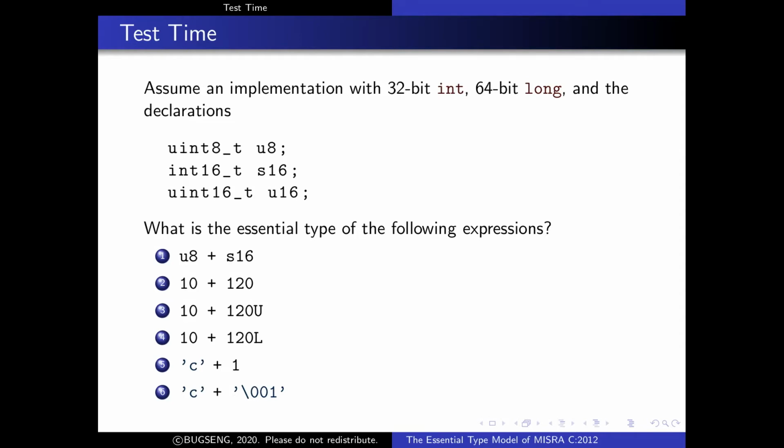So as an observation, this expression is not very clean. You see that we are adding up an unsigned to a signed. So we are in the situation where the essential type model says you are on your own. So the essential type will be the same as the C standard type.